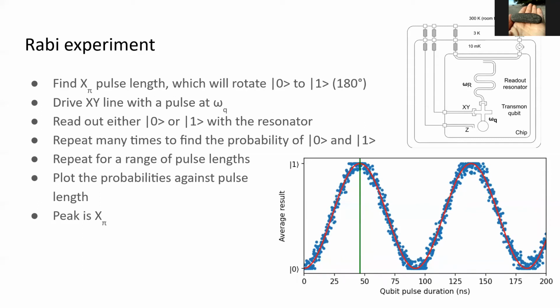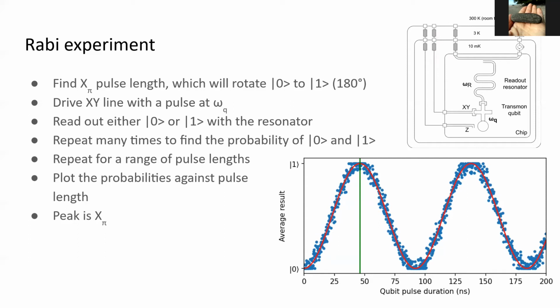What we're trying to do here is calibrate the pulse we put into the XY so that we know what pulse length will produce a rotation by pi. We drive a pulse of some length into the XY line, and then we use the readout resonator to read the state of the qubit.